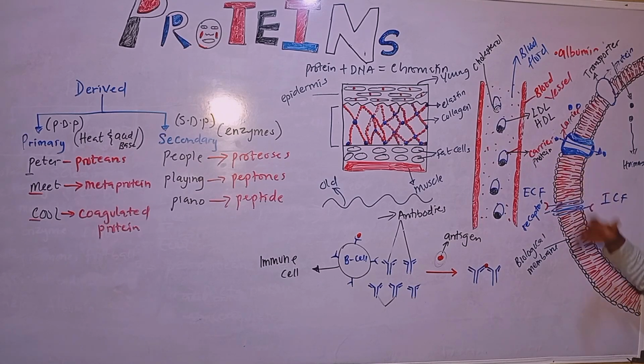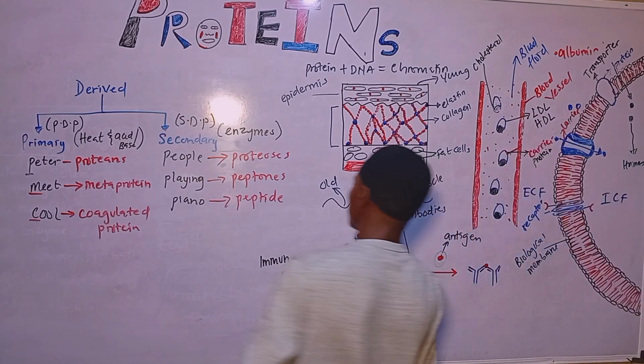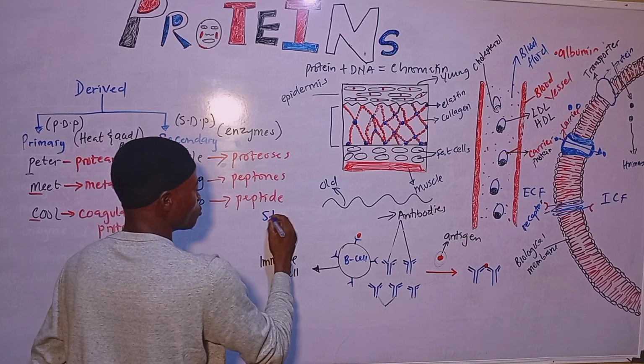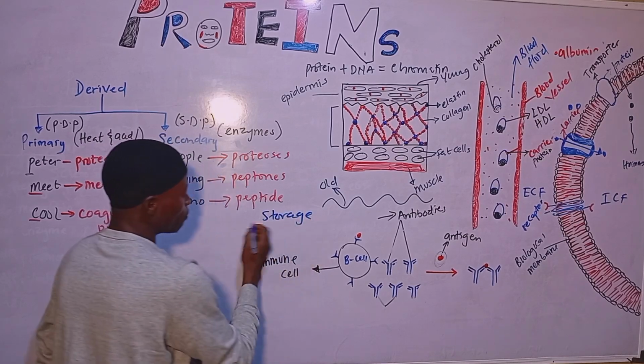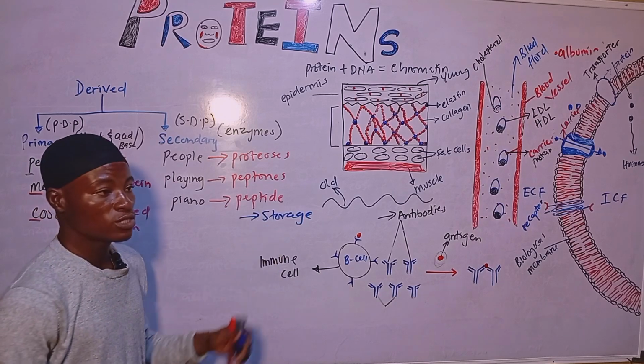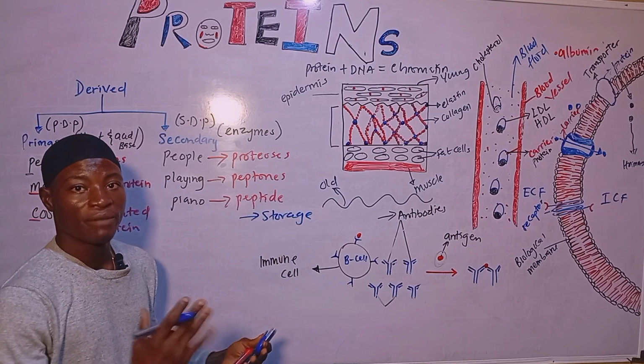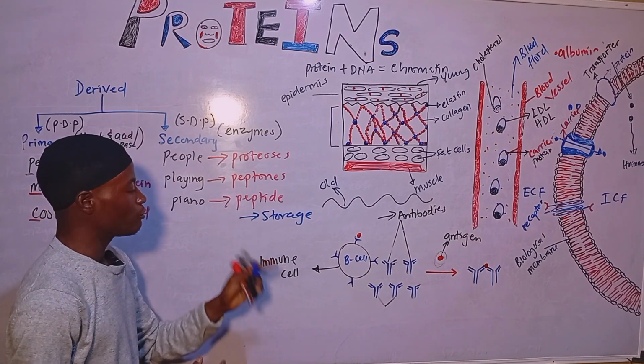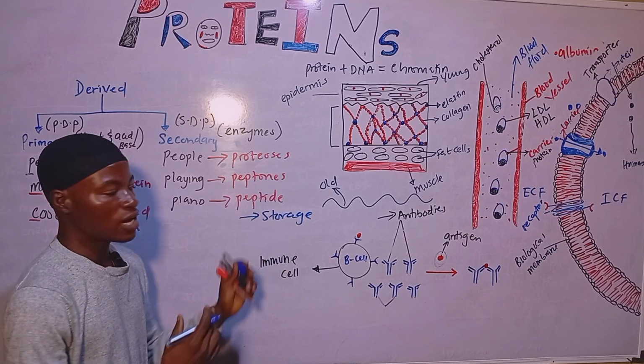That is another function. Then another function that we also have is the function of storage. We have storage, right? Some proteins help in the storage of amino acids, right? We have gluten, we have zinc, you understand? We have many of them. So the protein can also perform the function of storage. You understand what I'm saying? That's another function that we have.